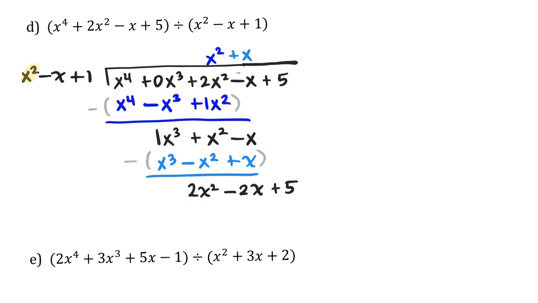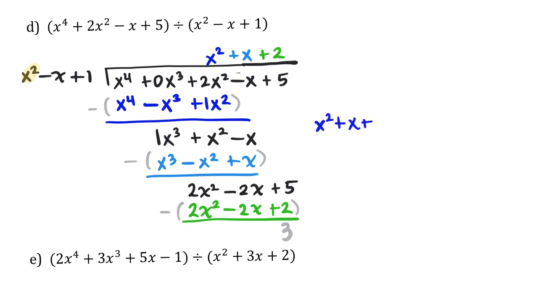Okay, now to get 2x squared, x squared times 2 gives me 2x squared. 2 times x squared minus 2x plus 2, subtract. Cancel, cancel. 5 minus 2 is 3. So I do have a remainder. So x squared plus x plus 2. My remainder is positive 3 over x squared minus x plus 1.